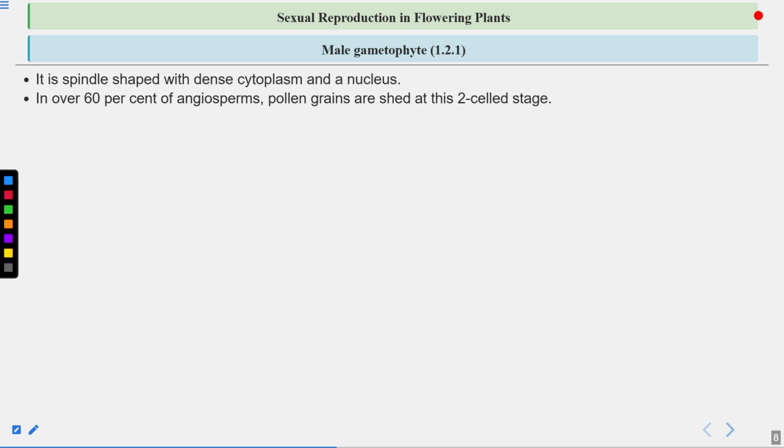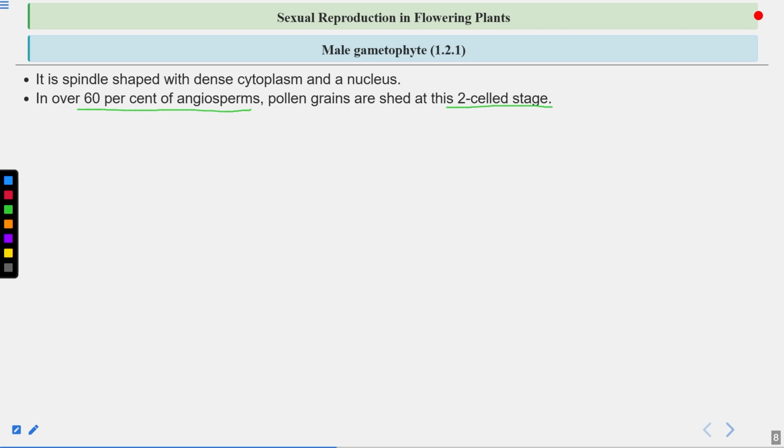Now, this is a very, very important point. In over 60% of angiosperms, pollen grains are shed at this two-celled stage. In 60% of angiospermic plants, when the anther becomes dry, its wall ruptures and the pollen grains are shed off at the two-celled stage.